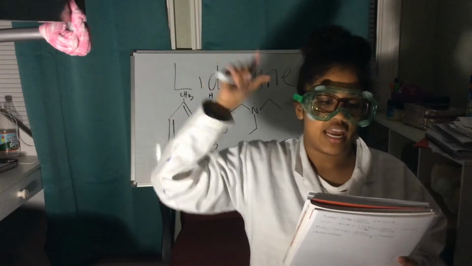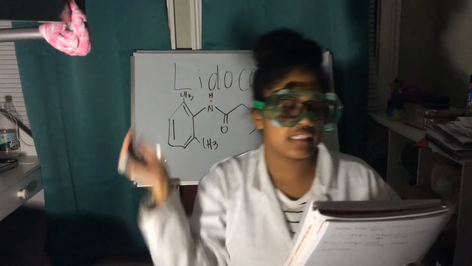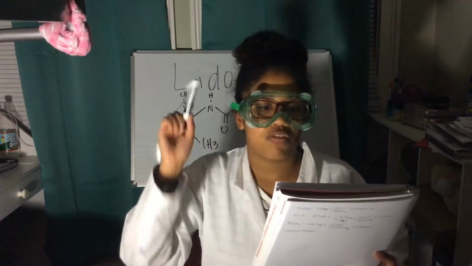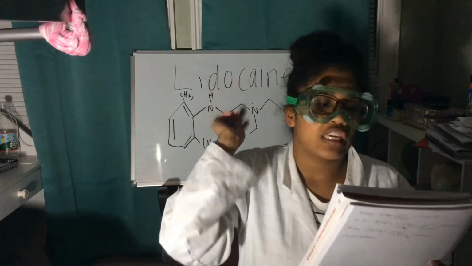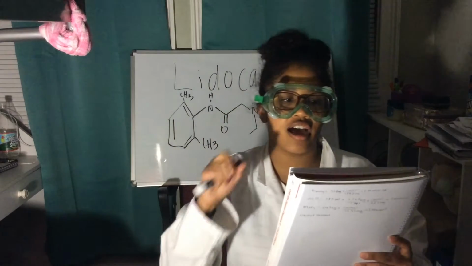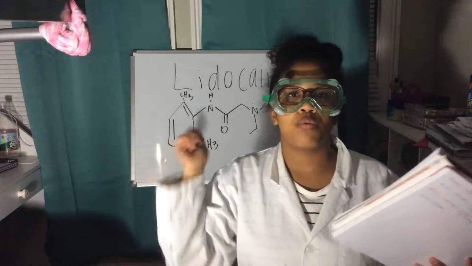The first step is an acylation of 2,6-dimethylaniline with chloroacetyl chloride, and the second step is an SN2 replacement, which is a displacement of N-2,6-dimethylphenyl chloroacetamide with diethylamine to give lidocaine freebase. What a mouthful.